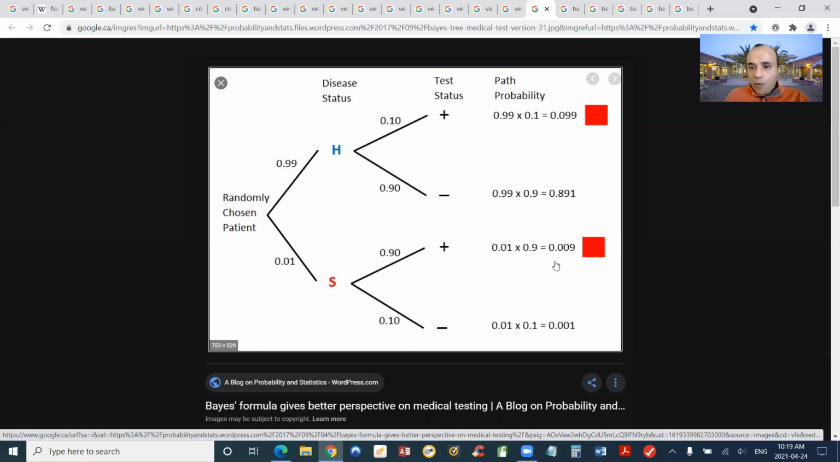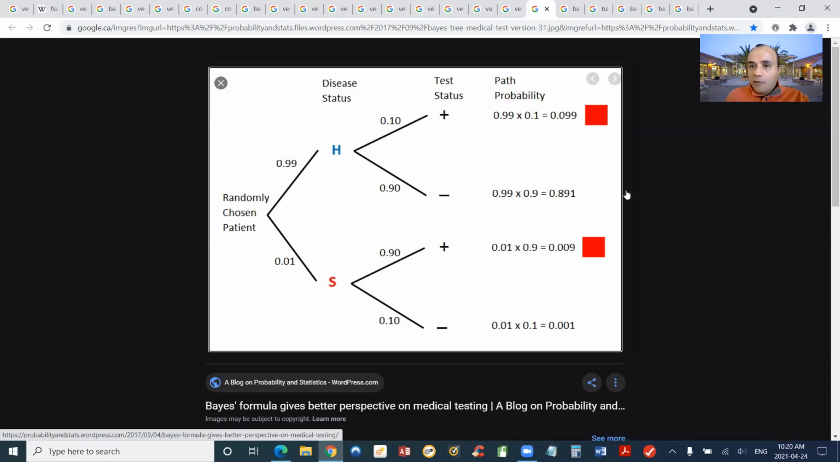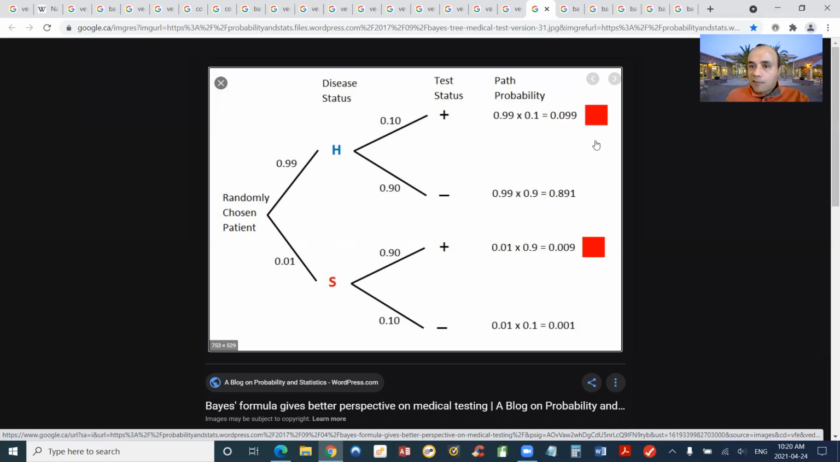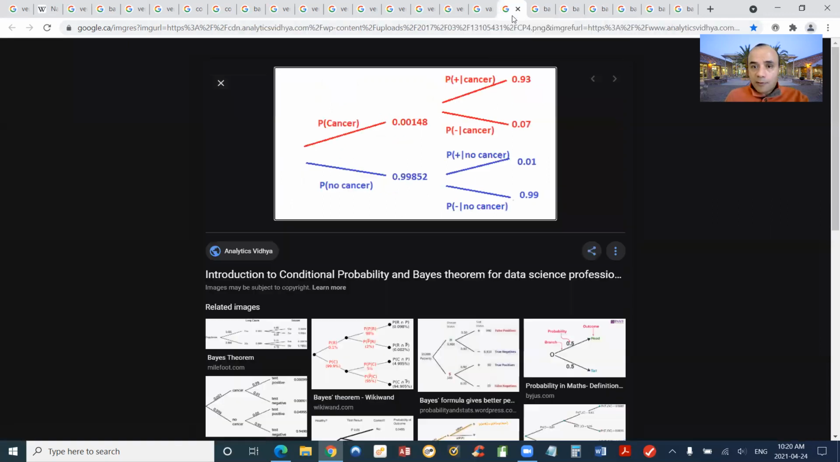0.9 times 0.01 is going to be 0.009. These two together are going to be my test positive. And then what you should also consider is that this one, which is 0.009, out of this entire set, is going to be those who have shown to test positive and to be ill at the same time. So this tree structure is actually quite simple to follow, okay?